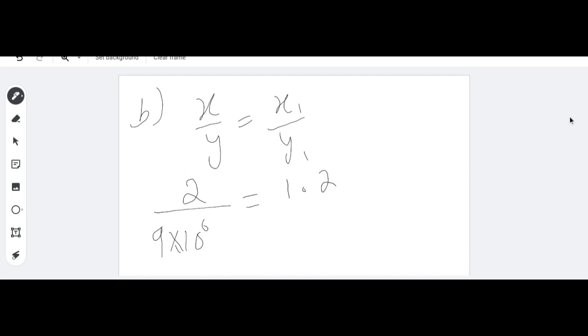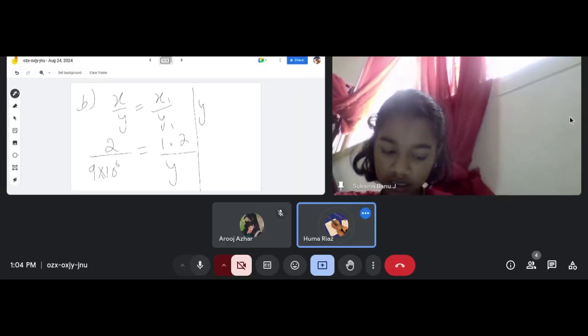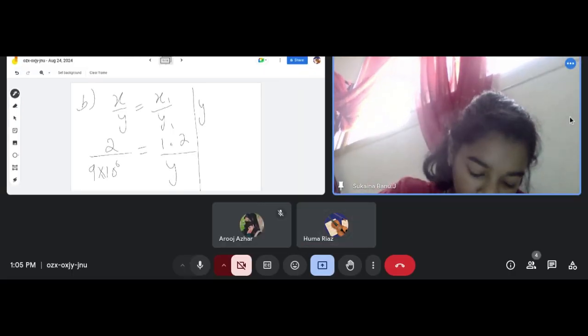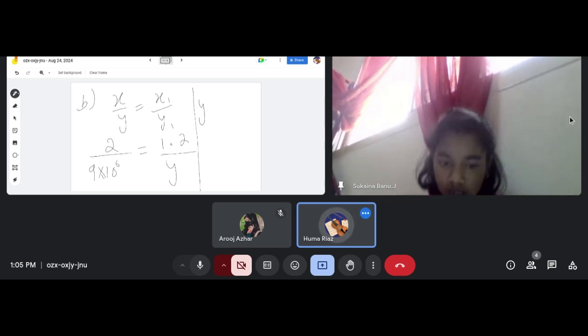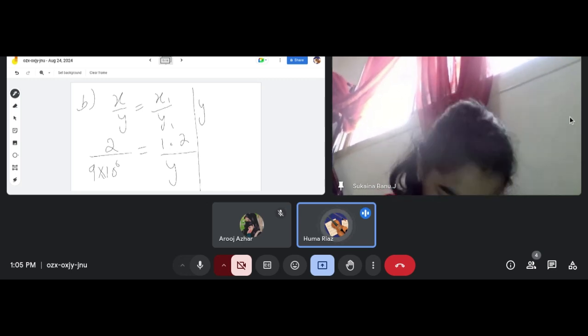1.2. I am doing for the 1.2 now. I am not doing for the 5 kg, and I don't have the value of y, so I will arrange this. The 5 kg is homework? No, right now. You have to do this after I am done with this. Okay, so this is for the y.